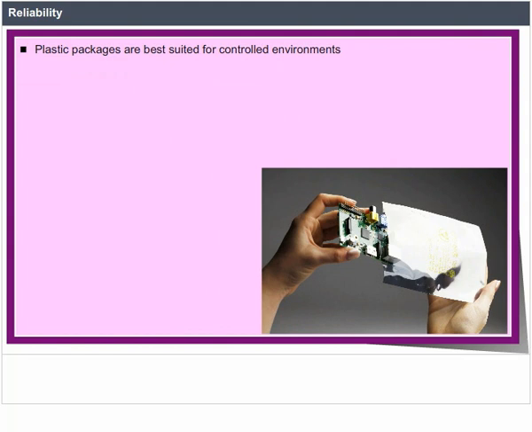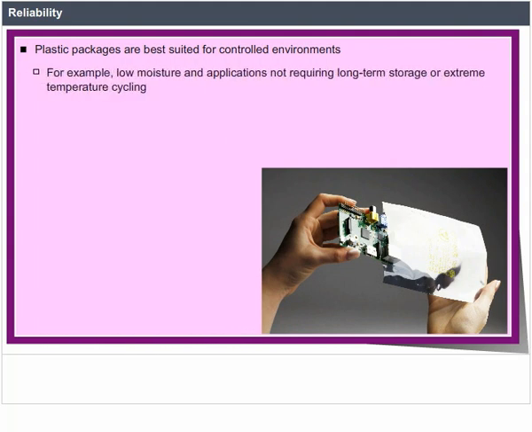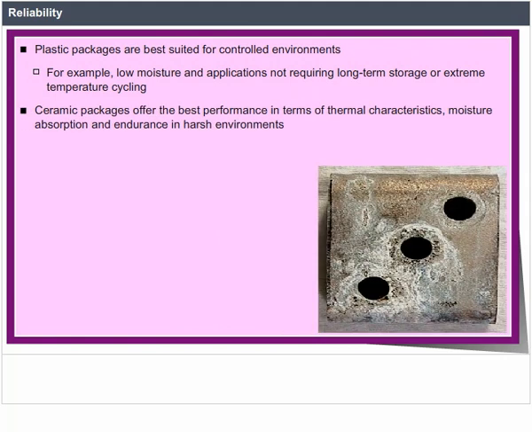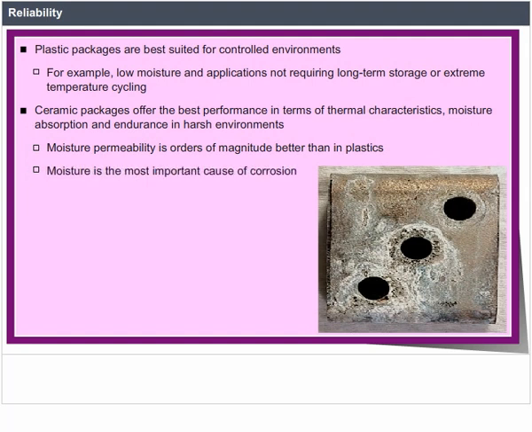Reliability. Plastic packages are best suited for controlled environments, for example low moisture and applications not requiring long-term storage or extreme temperature cycling. Ceramic packages offer the best performance in terms of thermal characteristics, moisture absorption and endurance in harsh environments. Moisture permeability is orders of magnitude better than in plastics. Moisture is the most important cause of corrosion.